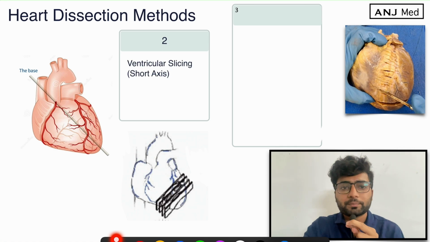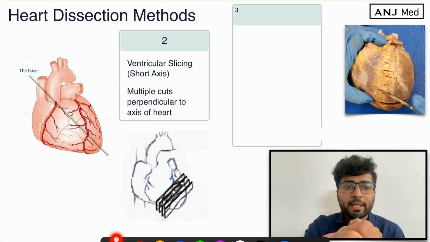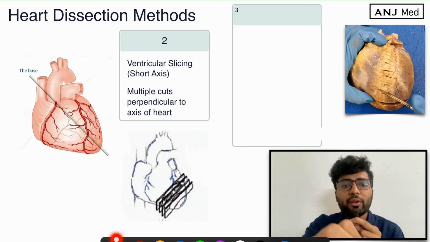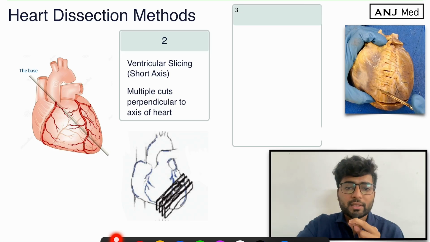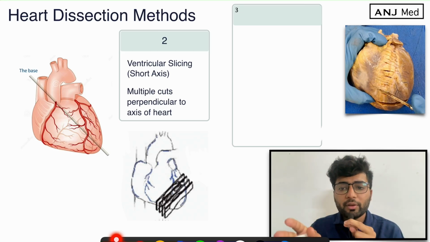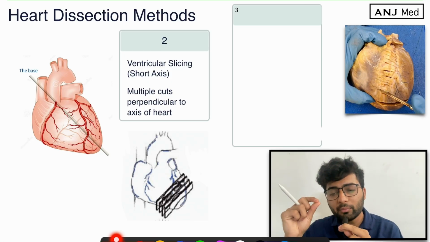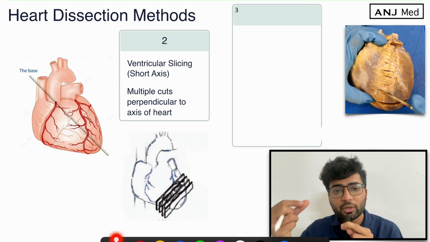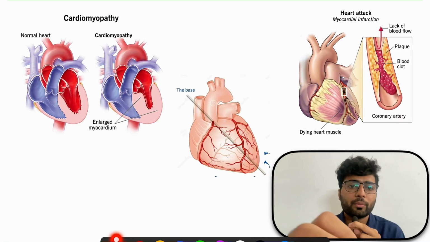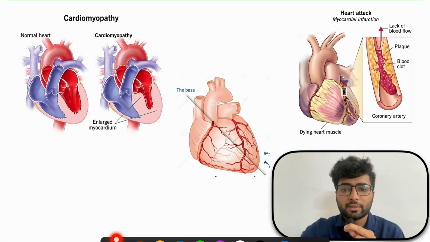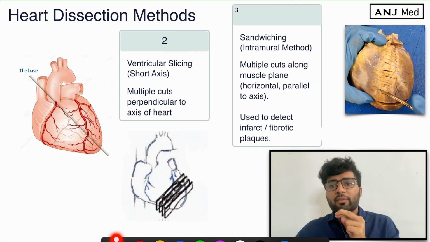This is ventricular slicing or short axis method. See, this is the axis of heart. Now we cut this perpendicularly to the axis of heart, like here we can see we are cutting it perpendicularly. So when we cut it perpendicularly, we can see the thickness of the heart muscle, right? If the heart muscle thickness is enlarged, then we can say okay, the patient has died due to this reason, cardiomyopathy, where the heart thickness has increased, right? Next method is sandwiching or intramural.